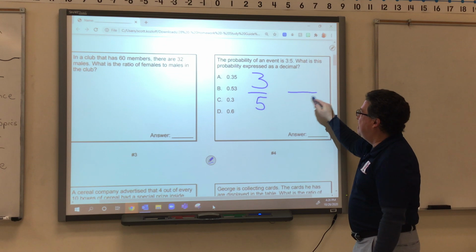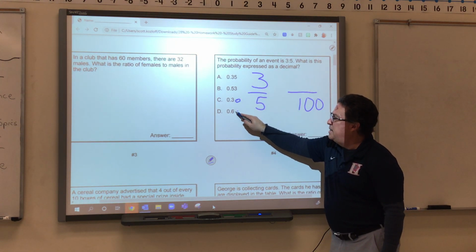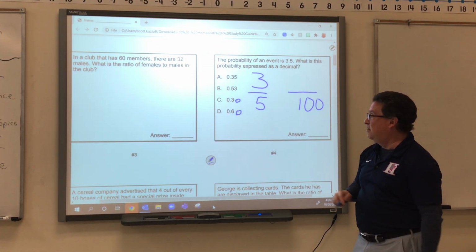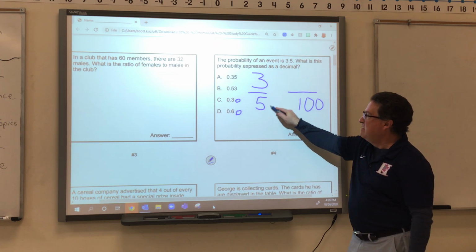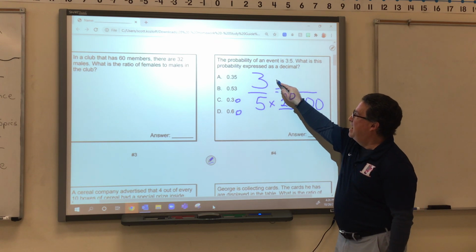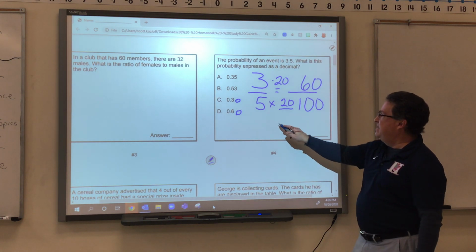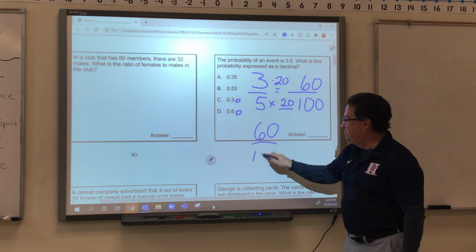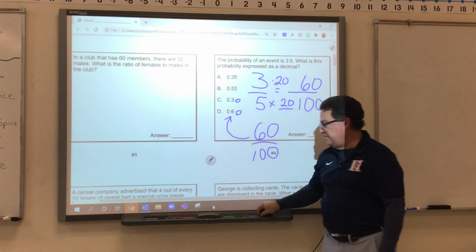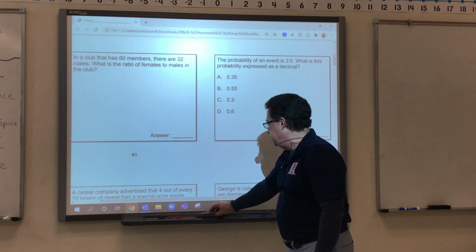Now I have to make that part of 100, because I'm looking at a decimal in the hundredths place. So that's hundredths. 5 times what equals 100? So in order to make that equal, I have to multiply 3 by 20. That gives me 60 100ths, or 0.60. Now you've got the first 4 answers. Go back and look at those again if necessary.